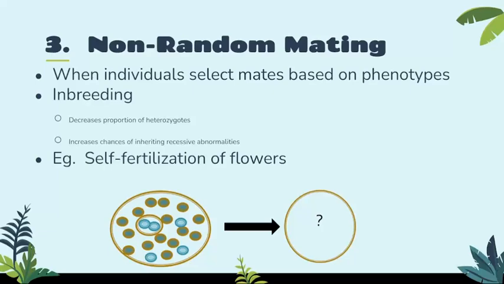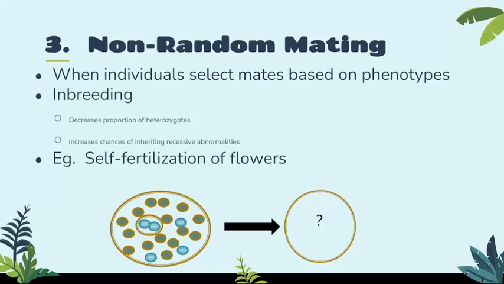So the idea of non-random mating comes into play whenever we step into the real world. So when individuals select mates based on their phenotypes, and what I mean by phenotypes is things you can observe, the actual stuff. So inbreeding. Inbreeding decreases the proportion of heterozygotes, and it increases the chance of receiving recessive abnormalities. So some of the genes are dominant, some of them are recessive. We should know that, and we're going to go deeper into genetics.